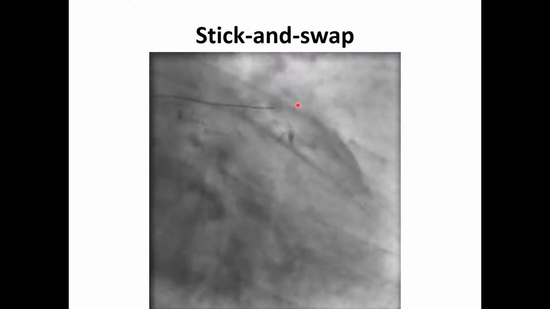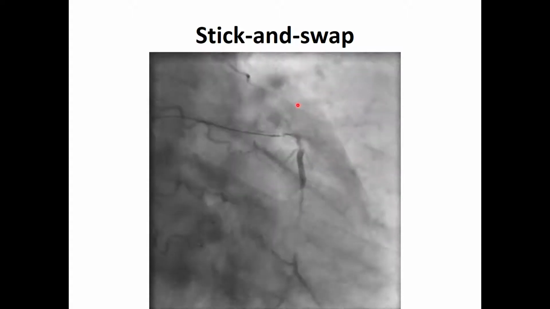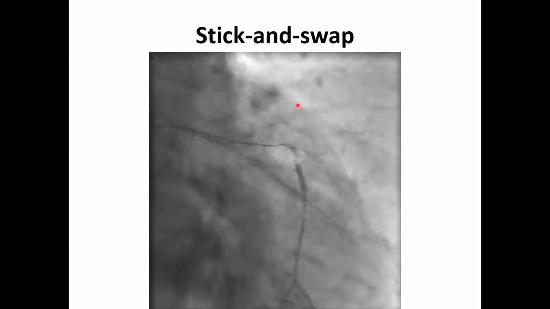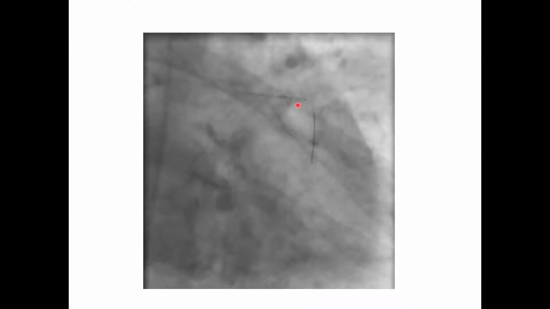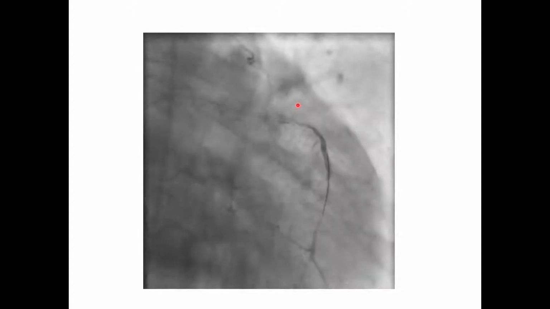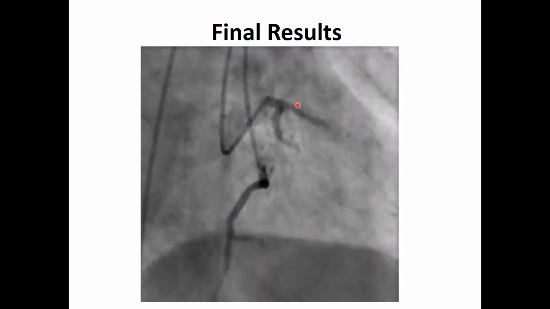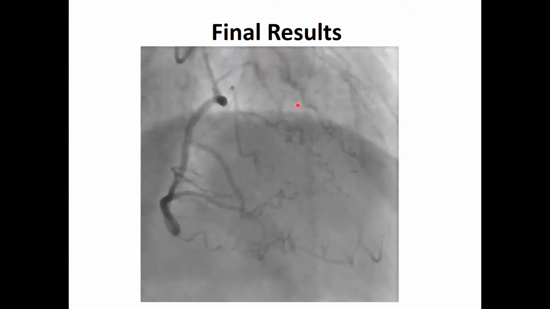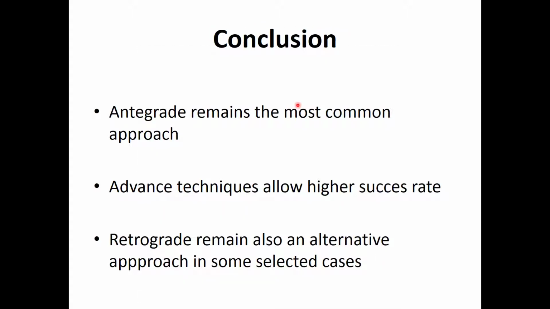So in conclusion, the antegrade remains the most common approach. Advanced techniques allow you a higher success rate, either using the antegrade wire escalation or the antegrade dissection re-entry. And of course, the retrograde will also remain an alternative when you fail using these techniques. You can switch to the retrograde, and you need, as Alfredo said, to gain some experience in the retrograde to switch from one approach to another one.